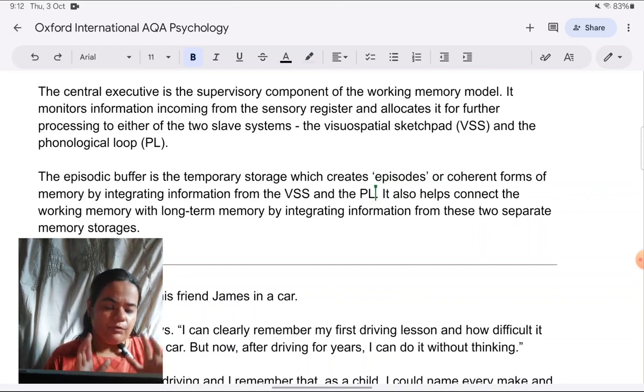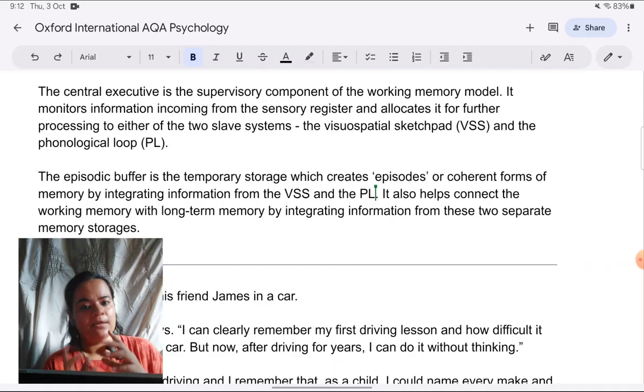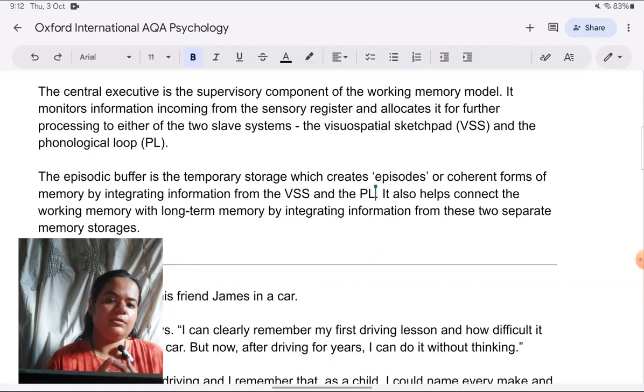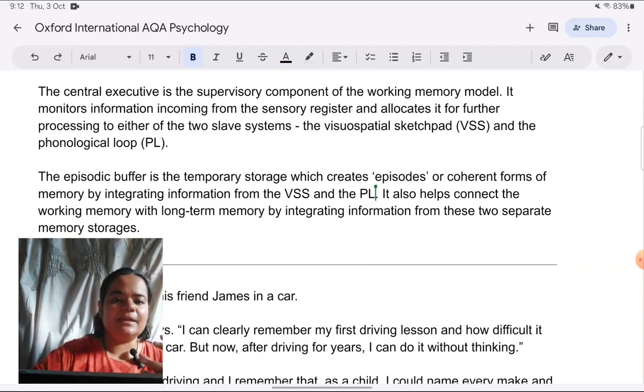So what I want you to note in what I've written in the answer is that I have strictly focused on AO1. I have given whatever I've learned from the textbook about these two components, and I have used good terms. For example, I have named the sub-slave systems VSS and PL. I have also said that episodes are coherent memories. What we mean by using good language or good terminology is not to use casual language. Use language which indicates that you're a student of psychology. So don't use language such as, an episode is, as some students write, a collection of memories. First of all, that's not very accurate also.